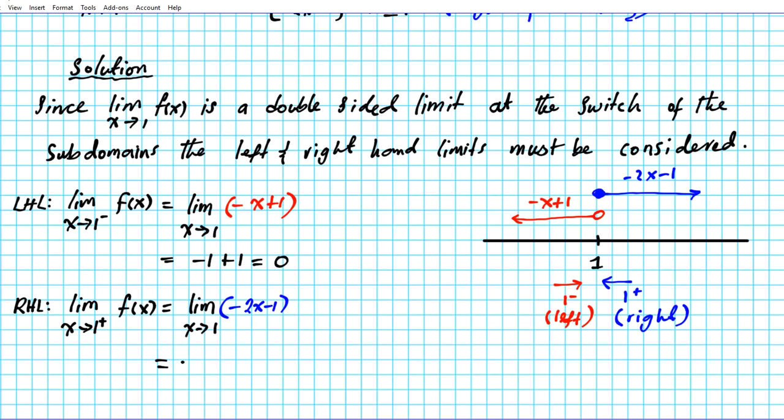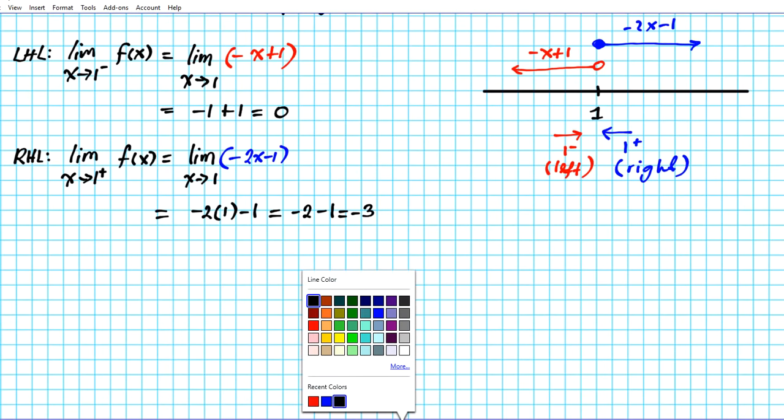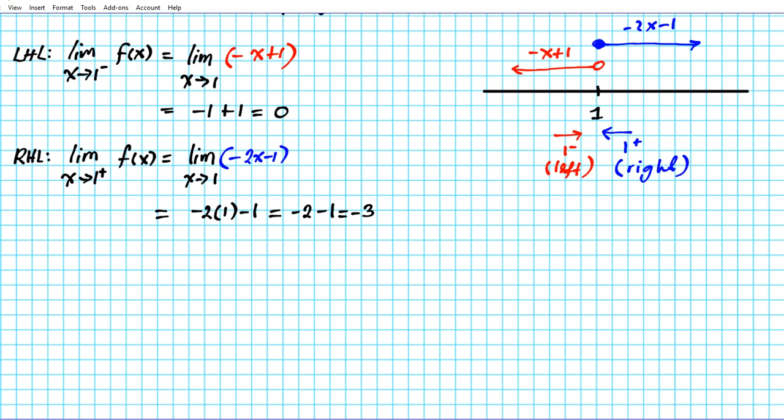When we substitute, we have negative 2 times 1 minus 1. Alright, using order of operations, we have negative 2 minus 1, that's negative 3. Alright, so what is the double-sided limit? Is it 0 or is it negative 3? Well, since the left and right hand limits are different, the double-sided limit does not exist.